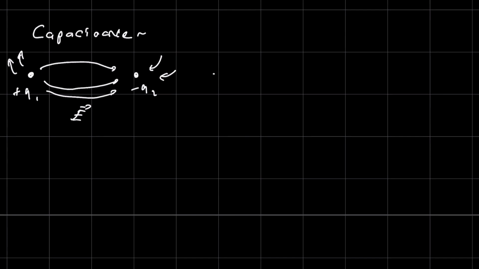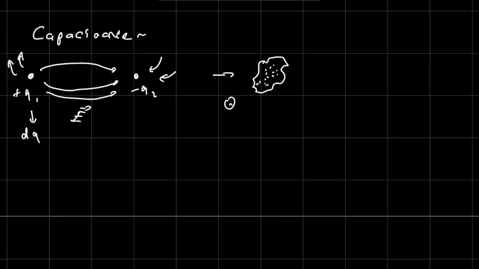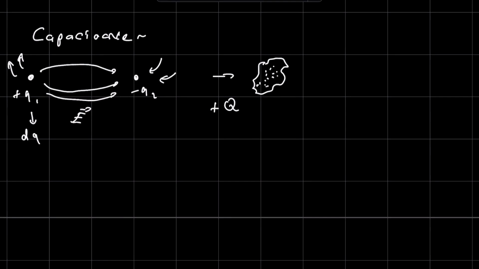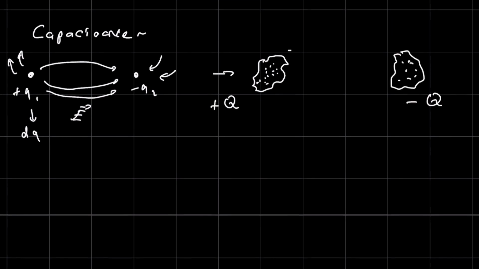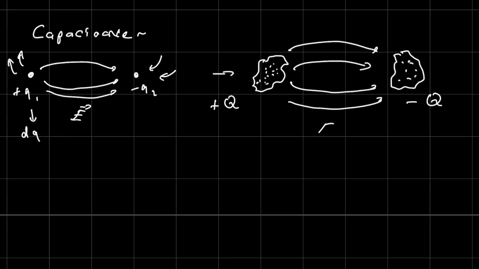Now, let's think about an electric field on a molecular scale. This object contains many charged particles, and we can represent these small charges by dq. The object will be positively charged, and the other one negatively charged, again containing many charged particles. The total charge is plus q. The electric field lines between these two objects look like this.